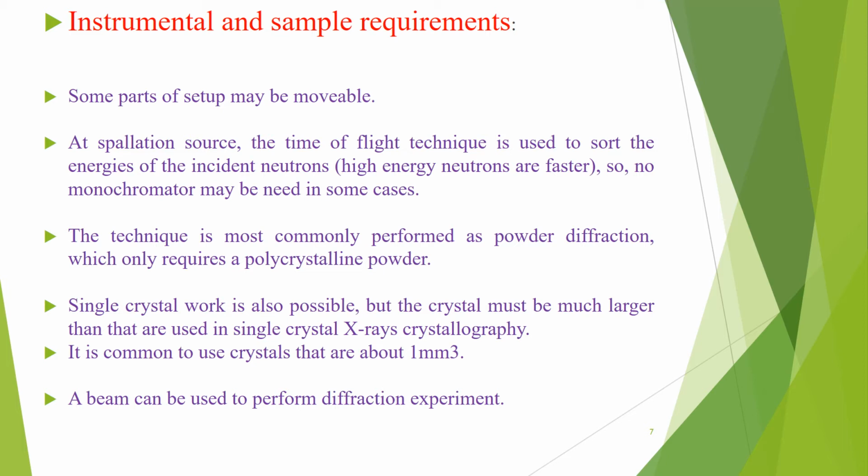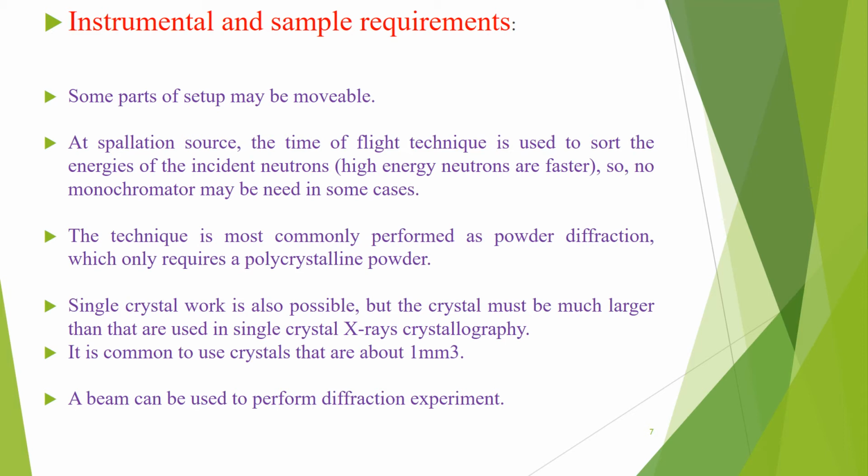Here we come to the instrumental and sample requirements. The technique requires a source of neutrons. So these neutrons are usually produced in a nuclear reactor or a spallation source. Other components needed include a crystal monochromator as well as filters to select the desired neutron wavelength.